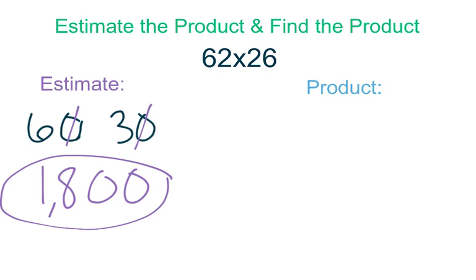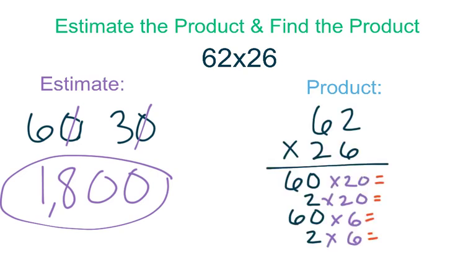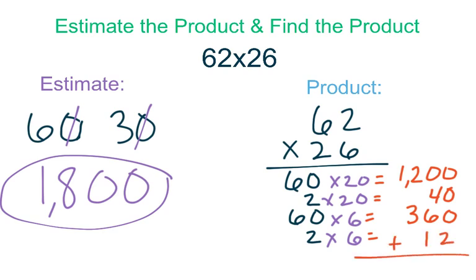I'm going to go ahead and solve this problem using partial products. I want you to solve your product using any of your two methods, so area model or partial products, and then we'll see how well you did. So here we go with partial products. It's all ready for us to multiply. I'm going to get 1,200 here. When I multiply 2 times 20, I get 40. 60 times 6 is 360. And 2 times 6 is 12. And then I'm going to go ahead and add down. And when I add down, my product is 1,612, which is relatively close to my estimate of 1,800.